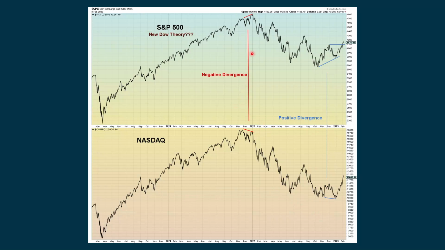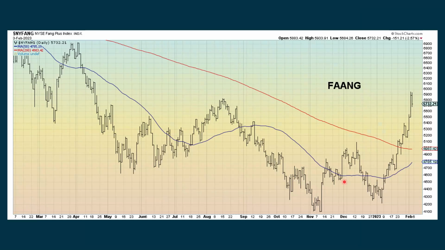Looking at this chart, we see a negative divergence right at the end of 2021. The S&P was going on to make another high, where the NASDAQ did not confirm that. Well, we're seeing something positive right now. The S&P made a low back in October and has been setting a series of higher lows. The NASDAQ, however, set another low right at the end of 2022 and has since been showing some strength. So we could say that this is confirming each other, or we could call this a positive convergence.